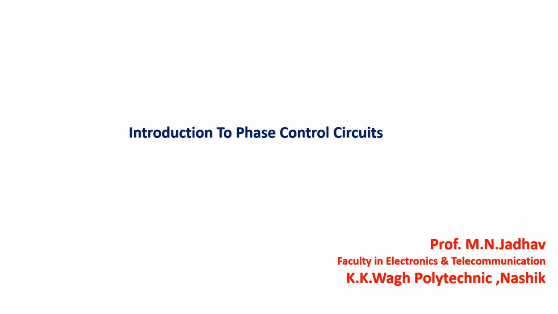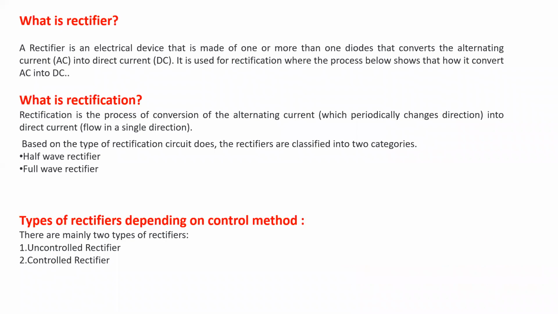Today we'll go for the introduction to phase control circuits. That is nothing but, with the help of SCRs, we'll learn the different types of rectifiers. First we'll see what a rectifier is. A rectifier is an electronic device made of one or more diodes that converts alternating current into direct current. It is used for rectification, where the process below shows how it converts AC to DC.